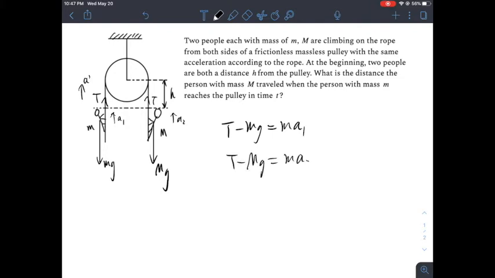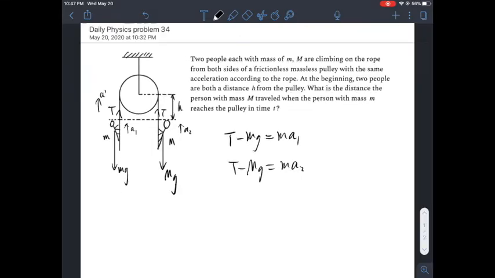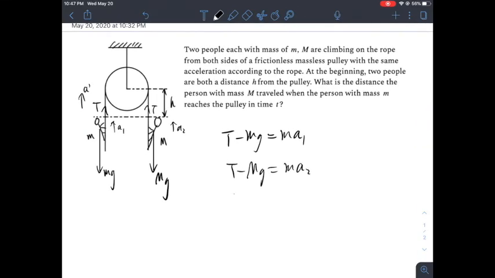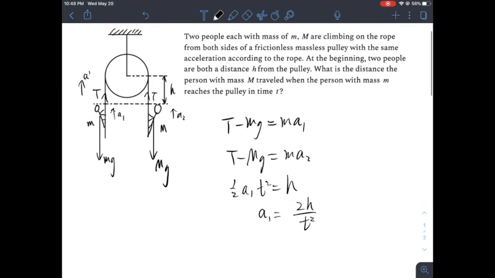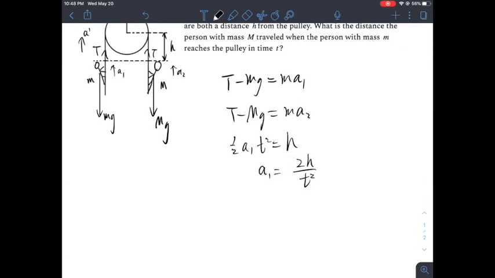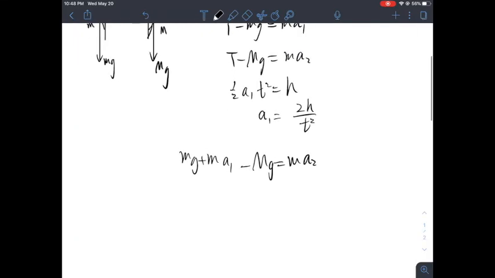Then we can lay out the system of equations based on equilibrium of forces and Newton's second law. So T minus mg equals m times a1. T minus big Mg equals big M times a2. I made a mistake here, it should be a big M. Then we know the kinematic formula: 1/2 times a1 times t squared has to equal h, which is the distance the first person traveled from his position to the pulley. So a1 equals 2h divided by t squared. Then we solve the system of equations above.